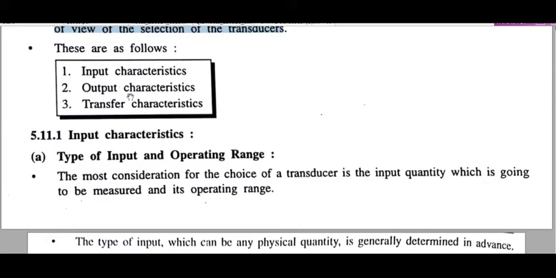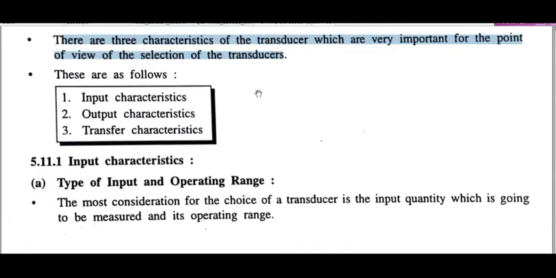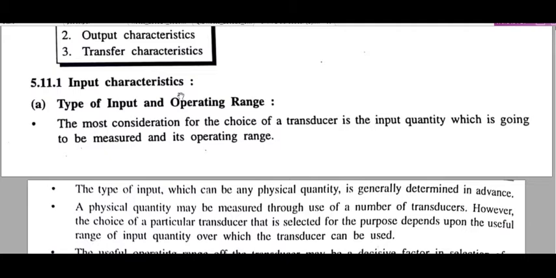So three characteristics are given here for the transducer: what its input should be, then as per the input, what behavior it will give at the output, and what will be the transfer rate of that particular signal. Okay, so first of all we will go towards the input characteristics.